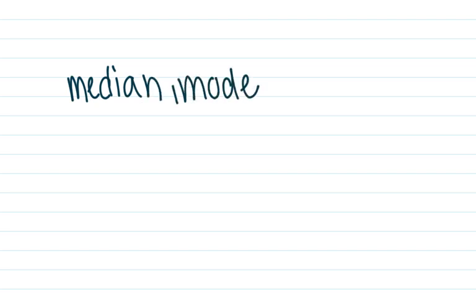Hello everyone, Miss Meek here, and today we're going to talk about two more measures of central tendency, the median and the mode, and we're also going to talk about a measure of variation or a measure of spread called the range. So we are going to talk about the median, the mode, and the range today. Again, all dealing with a data set. So this is giving us information about a set of numbers.